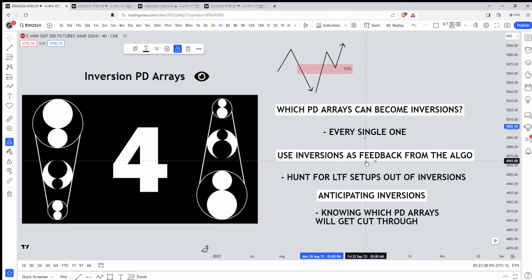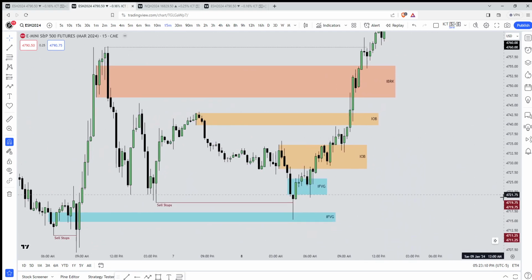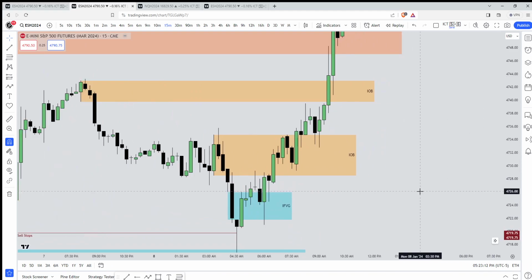So the next thing that I have written down, what we just talked about, is using inversions as feedback from the algo. How about hunting for lower time frame setups out of these inversions? When we're anticipating for price to trade higher, I want all of you guys to study this on your own chart. Spend a lot of time just looking at it. The more you look at something, the more your mind's going to get used to seeing it, and the easier you'll be able to recognize these signatures in price action.